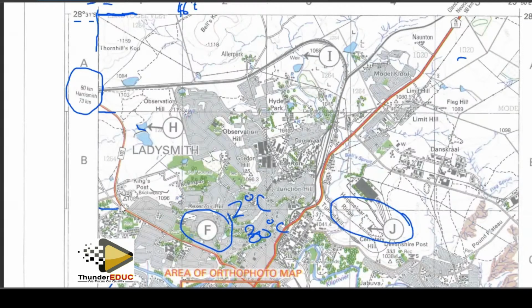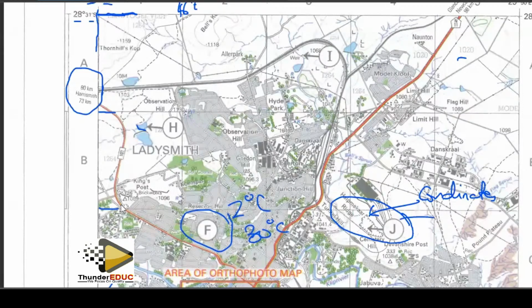Right, for us to be able to identify feature J, one thing, we need the coordinates. With spatial data, we get the coordinates of the feature. Where is it located? On which line of latitude and which coordinates of longitude? Then we're able to identify this.